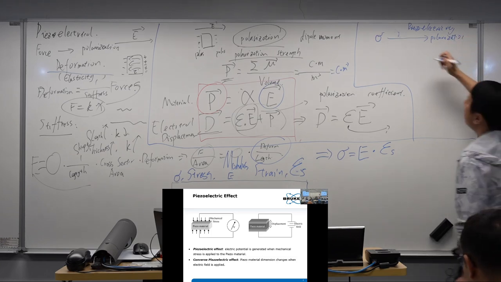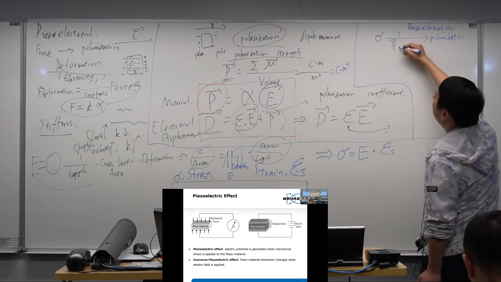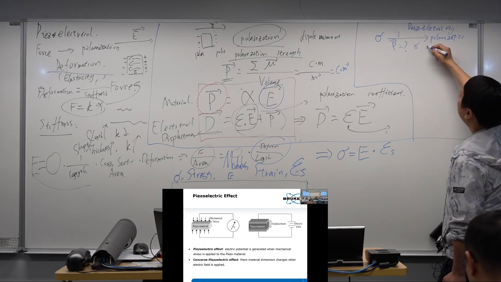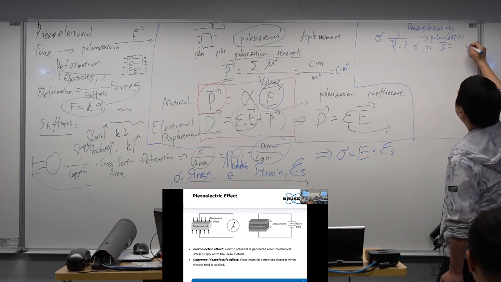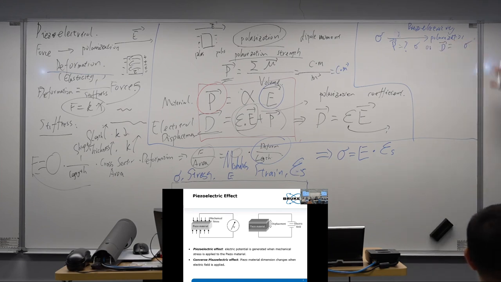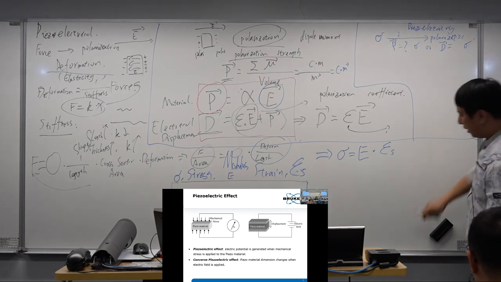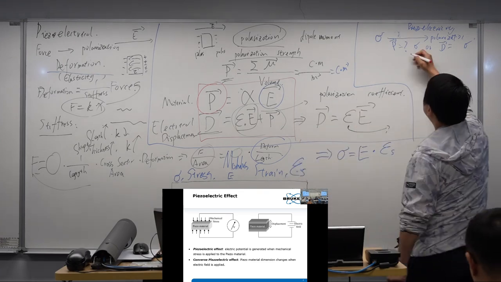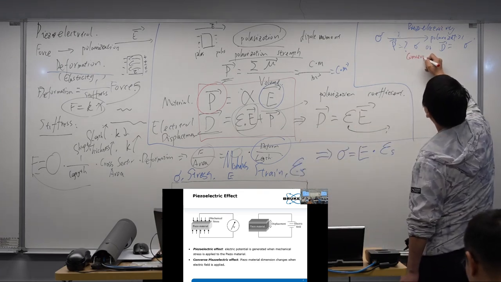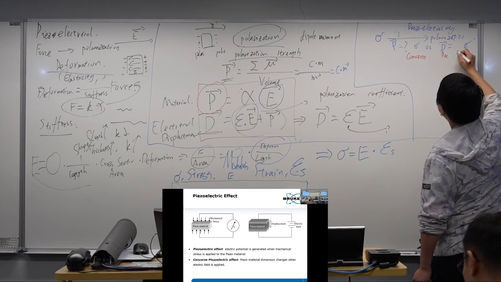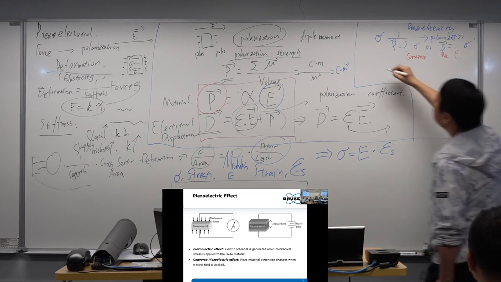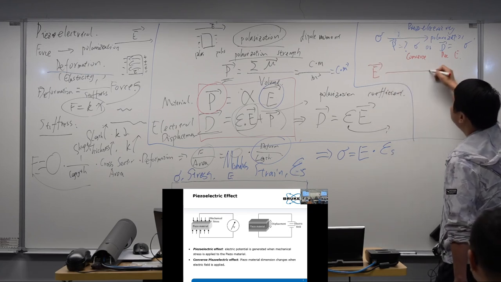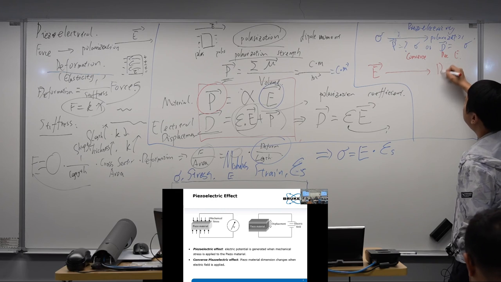So that means the P is somehow related to sigma, or the D is somehow related to sigma. That's the piezoelectricity. And then the converse piezoelectricity, it means we can use electric field to make the material deformation.